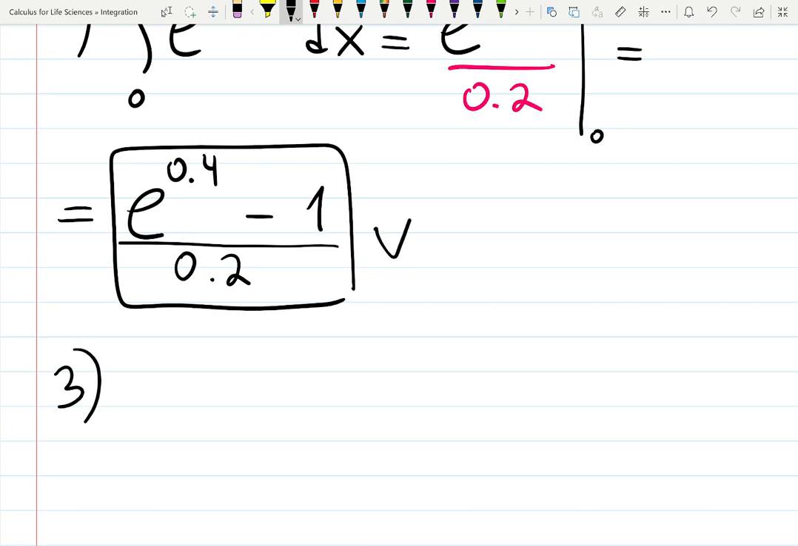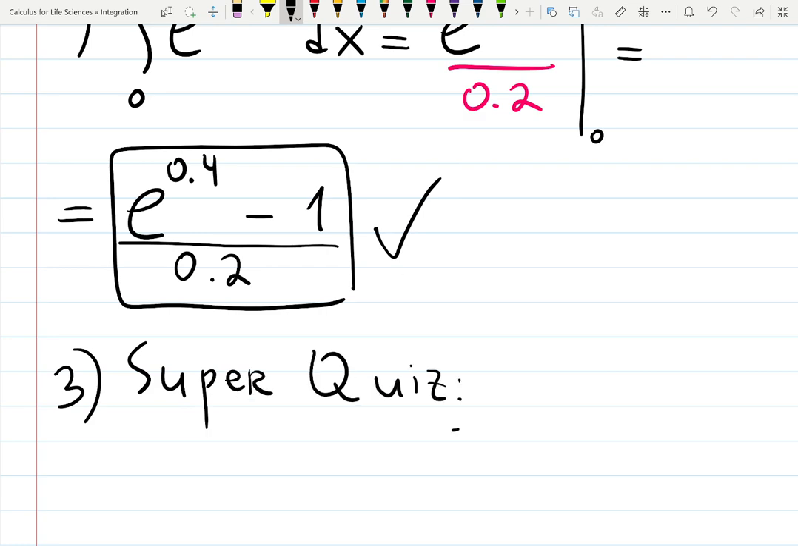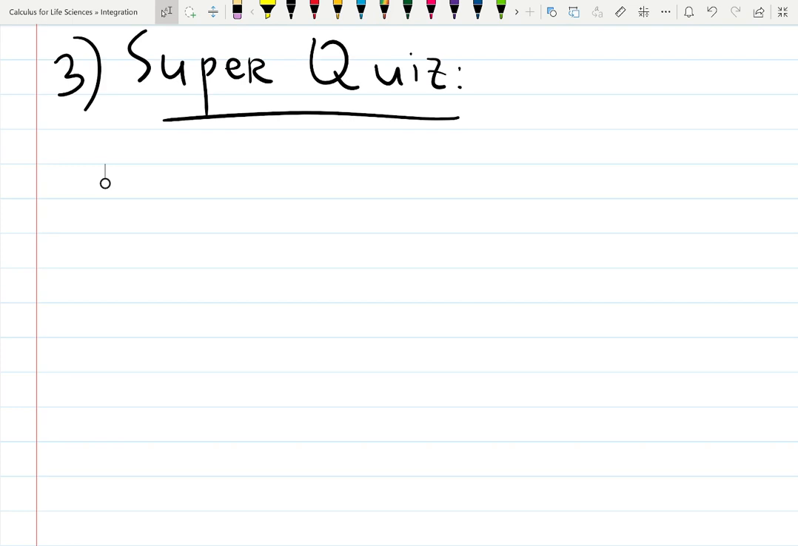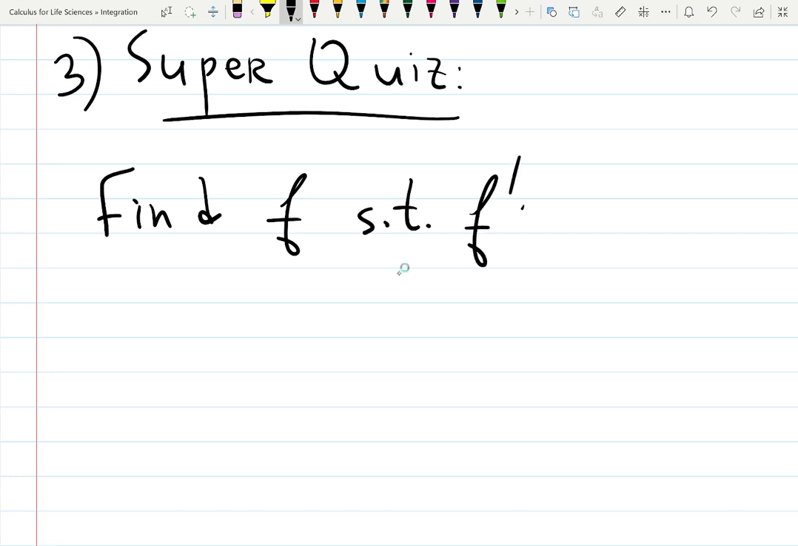Can you choose this problem from the multiple choice? I give you the list and you just choose it. It looks kind of not too bad. And this one I want to take from the exam, the super quiz. How is a super quiz? Very good typical problem. Super quiz says, find f such that the derivative of f is given as 8 over square root of x.